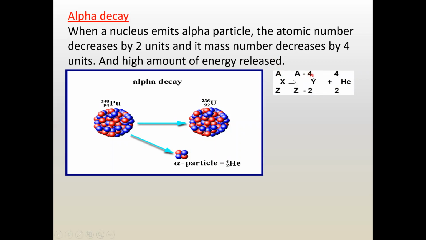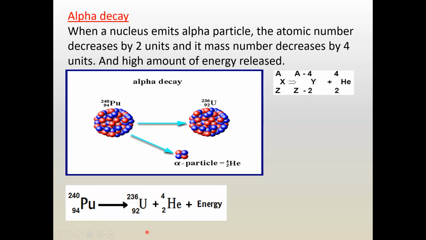The atomic mass will decrease by 4 and atomic number will decrease by 2, and this will be the symbol for alpha. So as you can see here, an element which is having a nucleon number 240 and atomic number 94, it emits out an alpha particle or a helium nucleus. You can also use this symbol. Instead of writing He, you can also use the symbol for alpha.